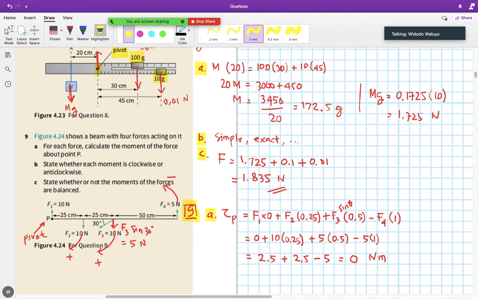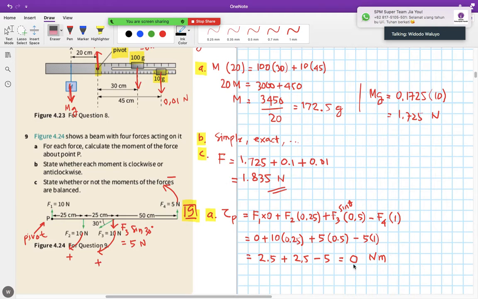Okay, let's look at B: state whether each moment is clockwise or anti-clockwise. F1 is not clockwise and not anti-clockwise, because the pivot is at P. F2 is clockwise, F3 sign clockwise, and then F4 is anti-clockwise. Then state whether the forces are balanced. Yes, this is balanced, because the total moment equals 0.